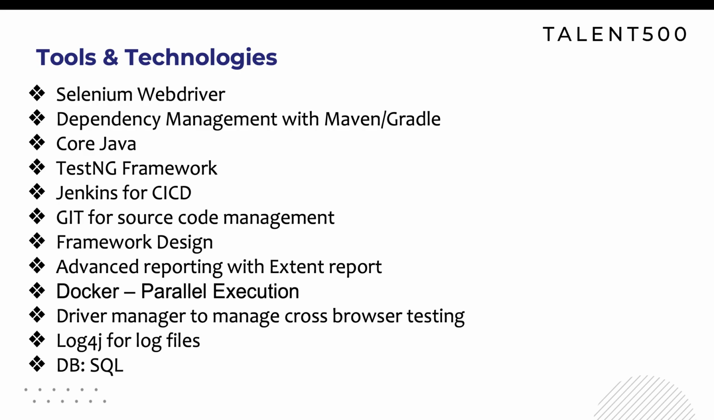Next, Git for source code management. So what happens, guys? Why do we need Git? For example, you are 5 members in your team, right? And all of you are working at a time on a single class. If you are making changes and another person is also making changes in the same class, then the conflicts will come, right?